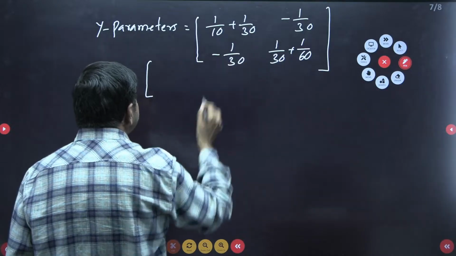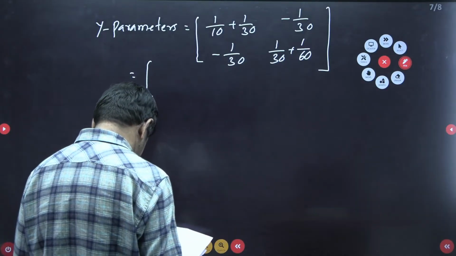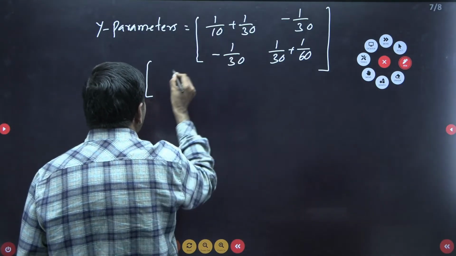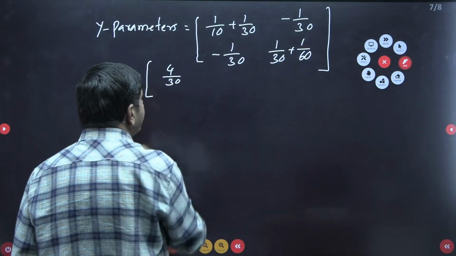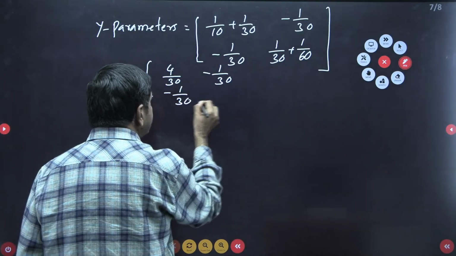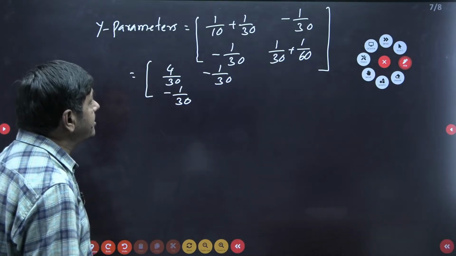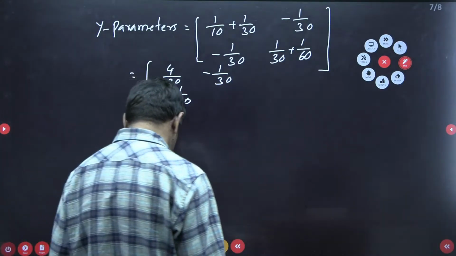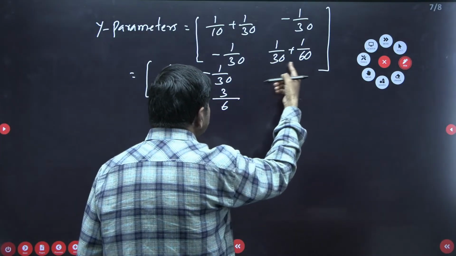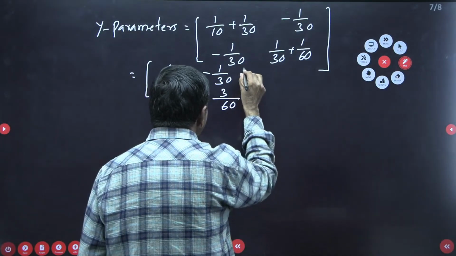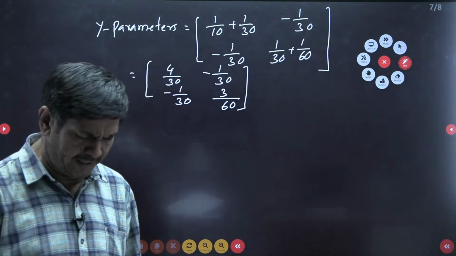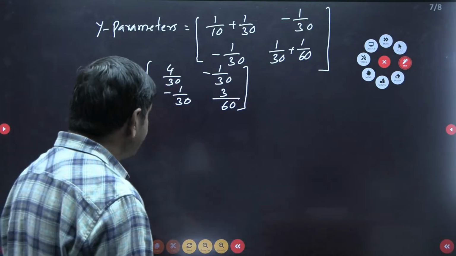LCM is nothing but 30. Mostly the values come this way: 4 by 30 is possible. 30 is LCM, 3 plus 1, 4 by 30. Here minus 1 by 30 is possible. For the last one, 60 is LCM, so 2 plus 1, 3 by 60 is possible. I can write 3 by 60 here. Yes, these are all the Y parameters.